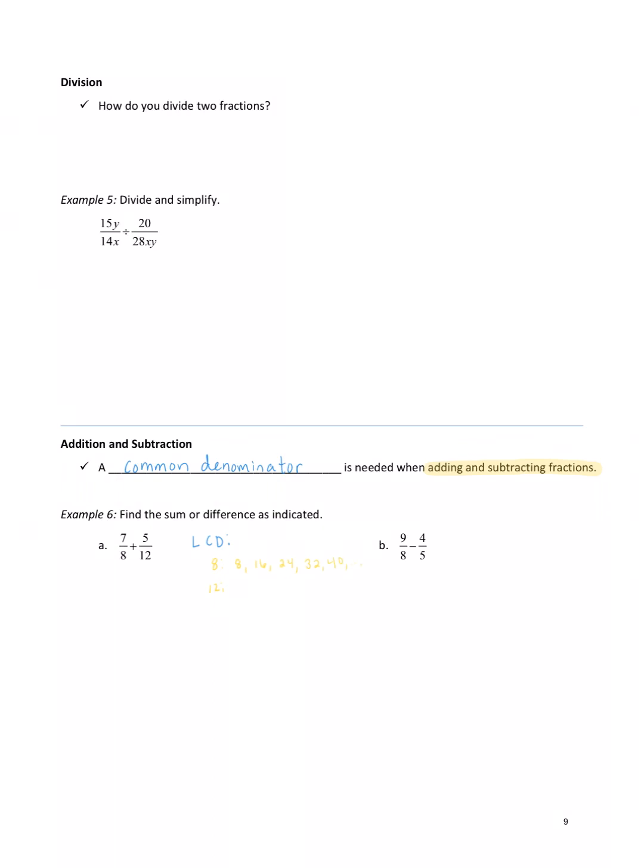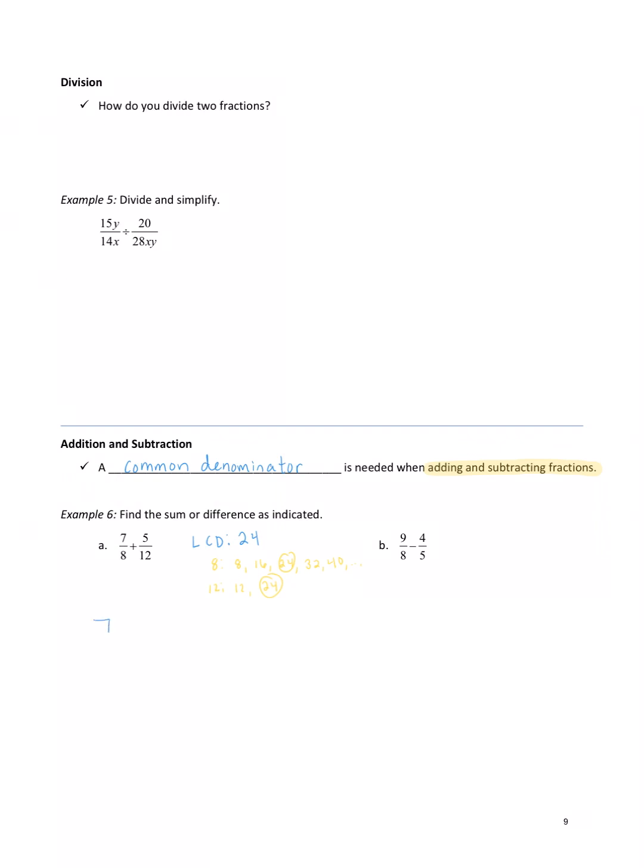Now we do the same thing with 12. 12 times 1 is 12. 12 times 2 is 24. We can stop right there because we already have a 24. That tells us that 24 is our least common denominator. We need to rewrite each of these fractions to have a denominator of 24.